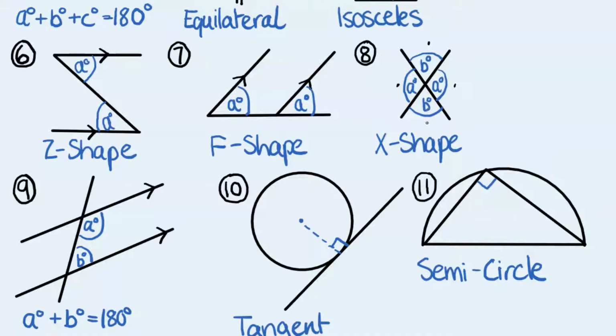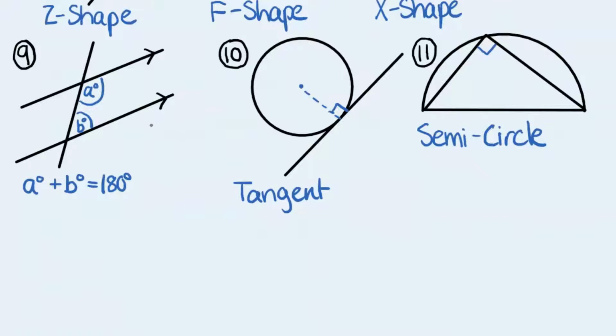Then this angle here and this angle here, they're going to be the same, alright? Now what you'll also notice is that these four angles add up to 360 degrees, okay? Now let's continue, we've got this rule here, rule 9, okay?